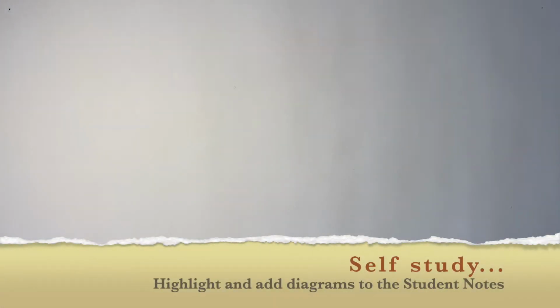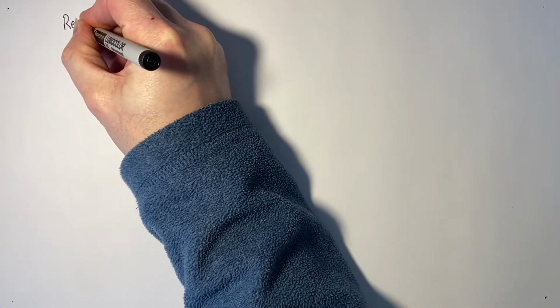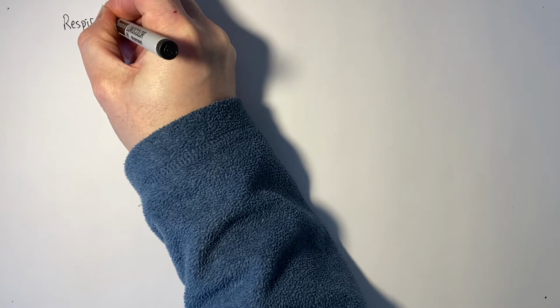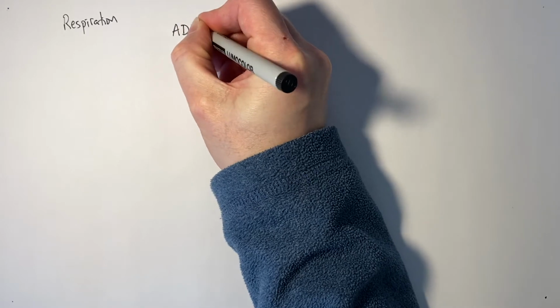Introduction to the process of respiration. So, respiration is the release of chemical potential energy from food. The energy released is used to form ATP from ADP and inorganic phosphate. And we can usually represent that reaction like this.